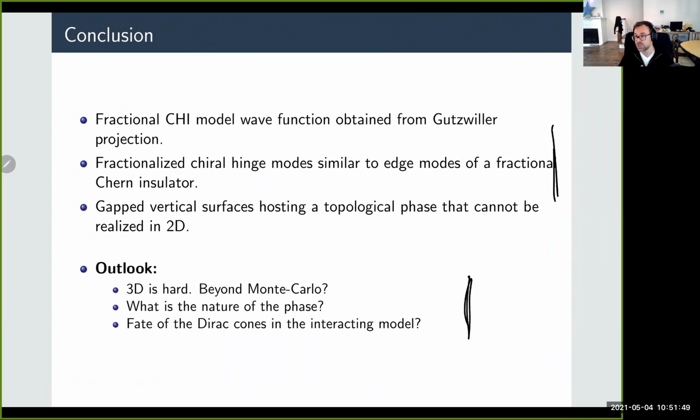And one thing I didn't talk about at all is the top and bottom surfaces, because I always took periodic boundary condition in the Z direction. If you know a little bit about the Chiral Hinge insulators, you know that the top and bottom surfaces are actually gapless with a single Dirac cone. So it would be interesting to know what will happen if we look at the fractional Chiral Hinge insulators, and what will be the nature of these interacting phases at the top and bottom surfaces. But once again, with the tools that we have right now, we are unfortunately stuck, and we cannot make any serious studies of these top and bottom surfaces.